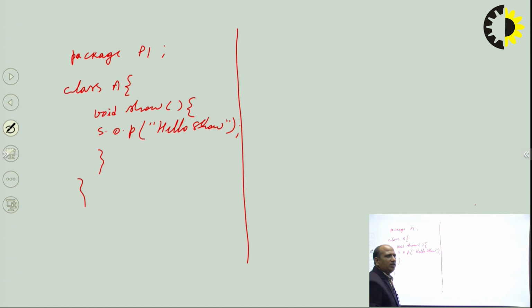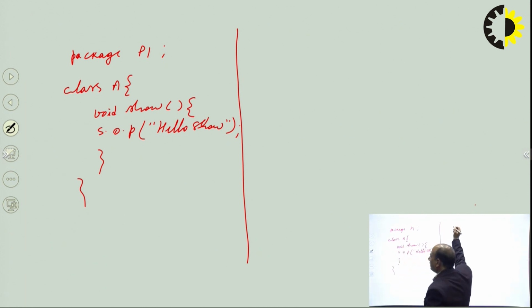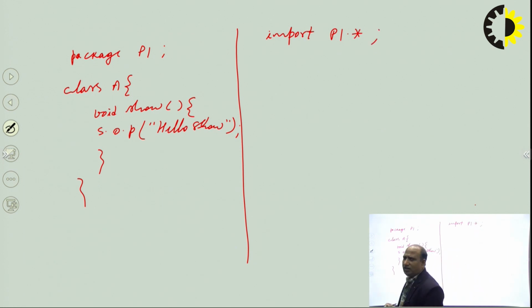So another way, if the things are defined within a package, to access those things, you have to import that package within your class. So in another class, I have to write a keyword named import. I will write import p1. If I write p1.*, in that situation, all the members of this package will be imported here.